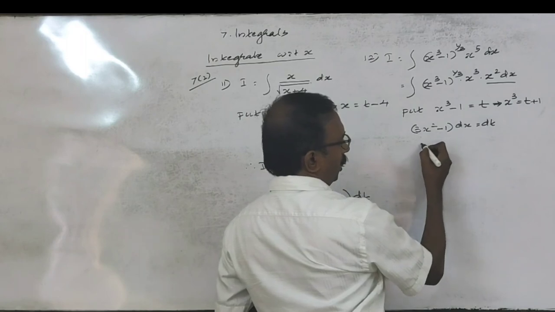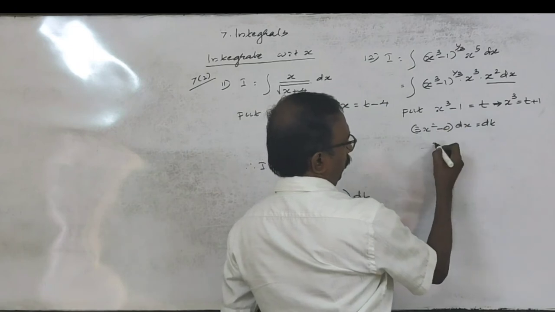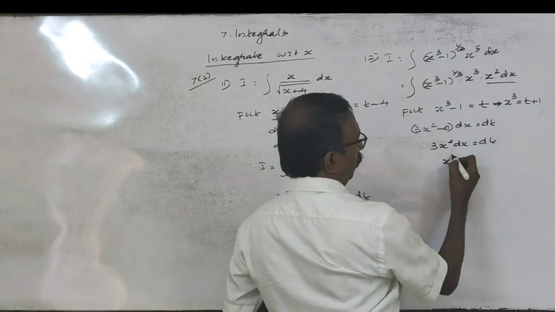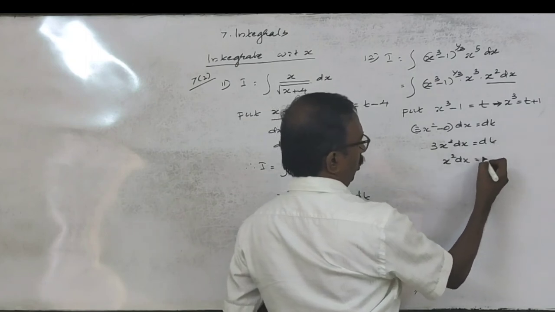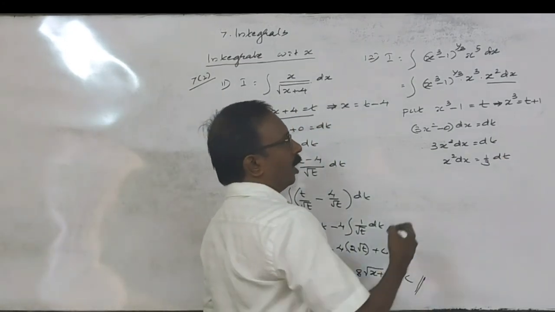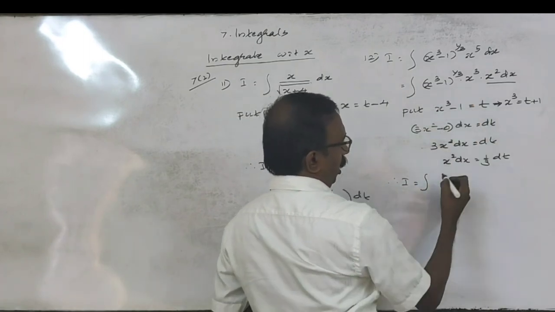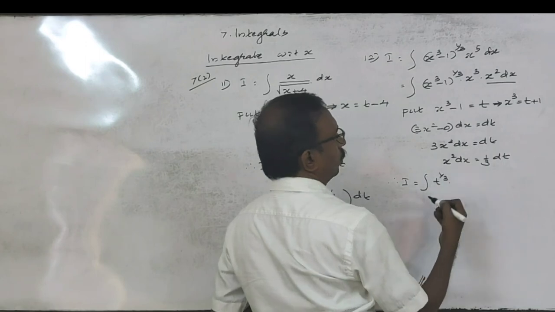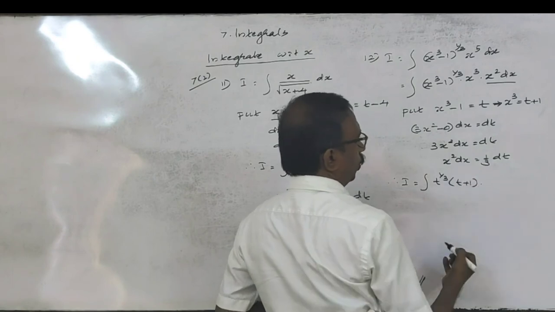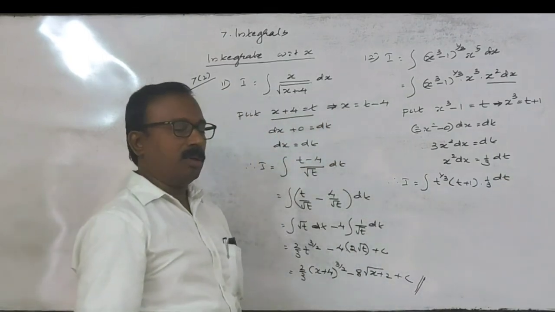The derivative of the constant 1 is 0, isn't it? So 3x square dx is equal to dt, or x square dx is equal to 1 by 3 into dt. Therefore, I is equal to the integral of (x cube minus 1), which is t raised to 1 by 3, into x cube, which is t plus 1, into x square dx, which is 1 by 3 into dt. 1 by 3 is a constant.